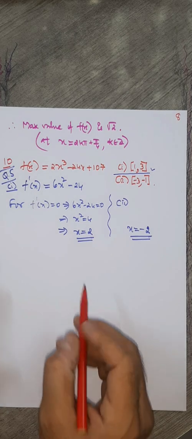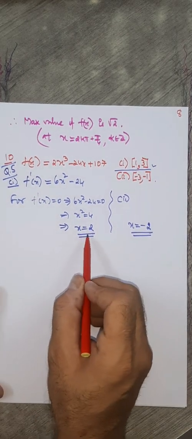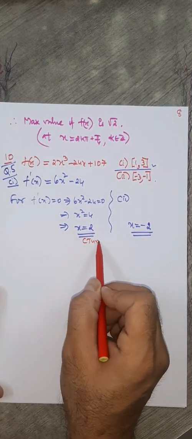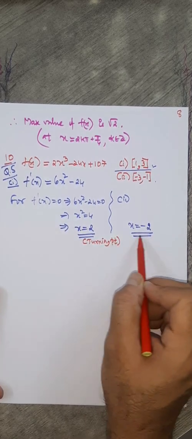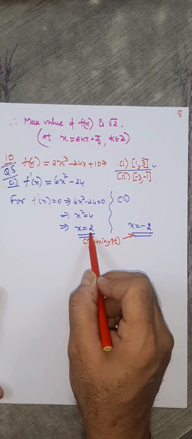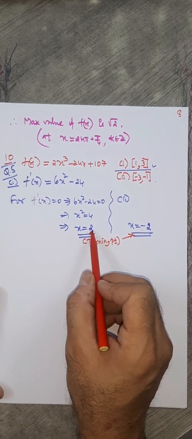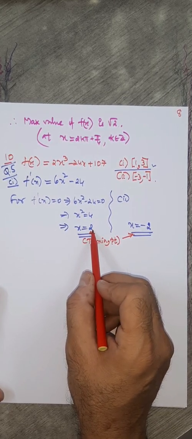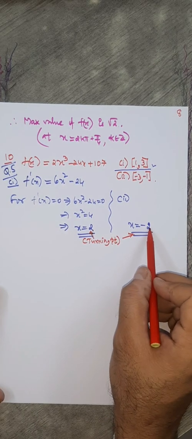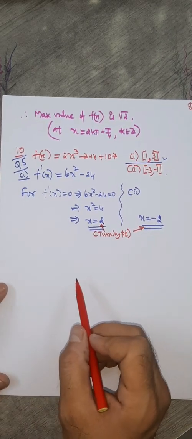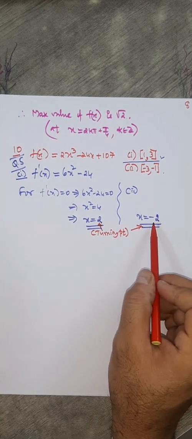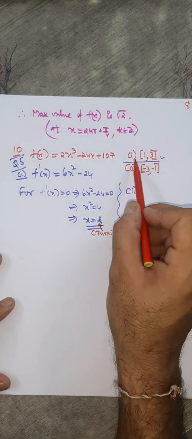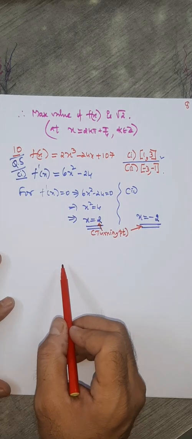Okay. Now what will we do? This is a turning point, remember. This one is a turning point. This is also a turning point. Both are turning points. Either at this place it has a local maximum or local minimum, and similarly over here. But we are not verifying whether it has a local maximum or local minimum, because that is not asked. And here the domain is an interval, you know.